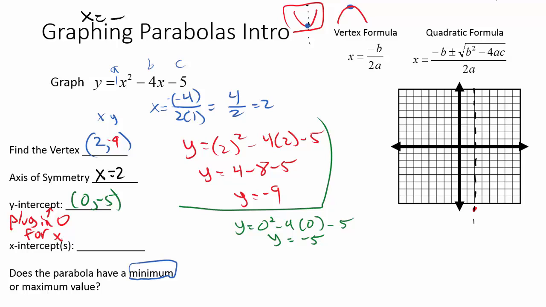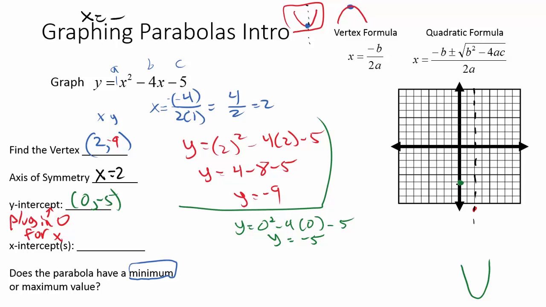Okay, so now let's plot this y-intercept on our graph. This would be the y-intercept at (0, -5), which will be right here. 1, 2, 3, 4, 5. So again, if this is the vertex, we can start to see that our parabola is starting to take shape now that we've got the y-intercept.